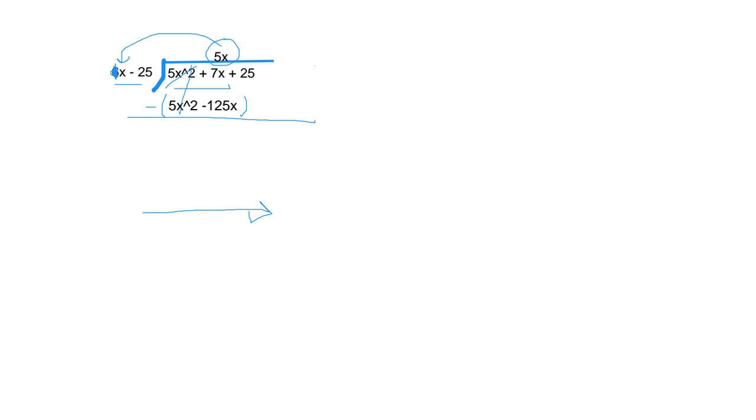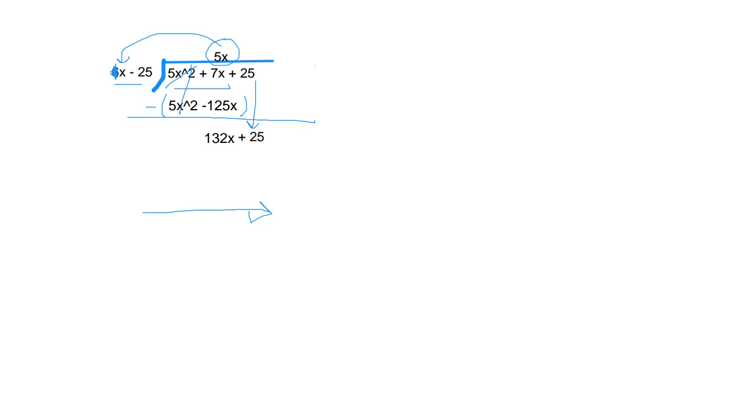Then 7x minus negative 125x becomes positive 132x, right? So 7 plus 125 is 132x. Then I take the next number down. Next number is 25. I take 25 down and put it over here.